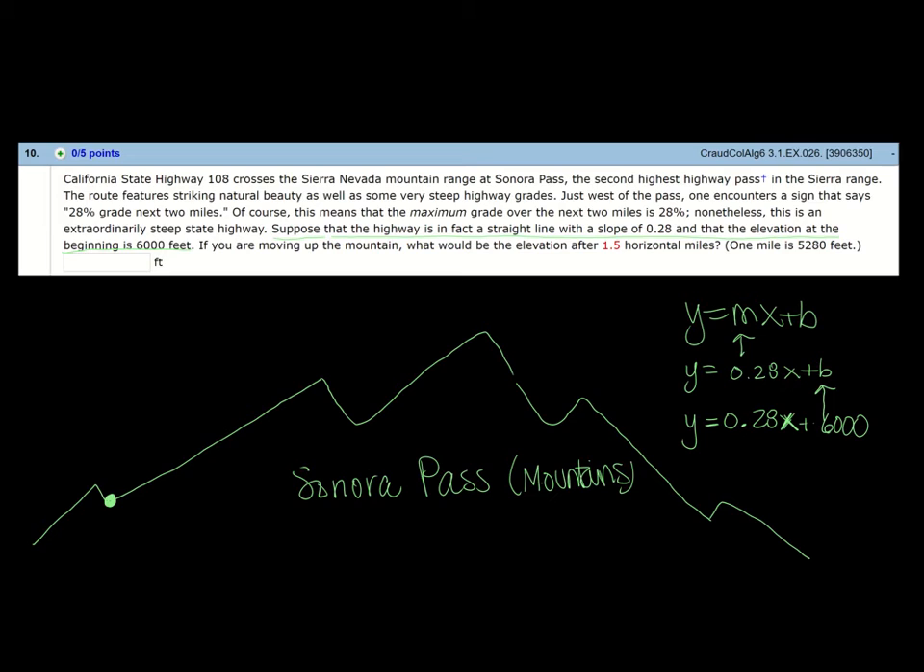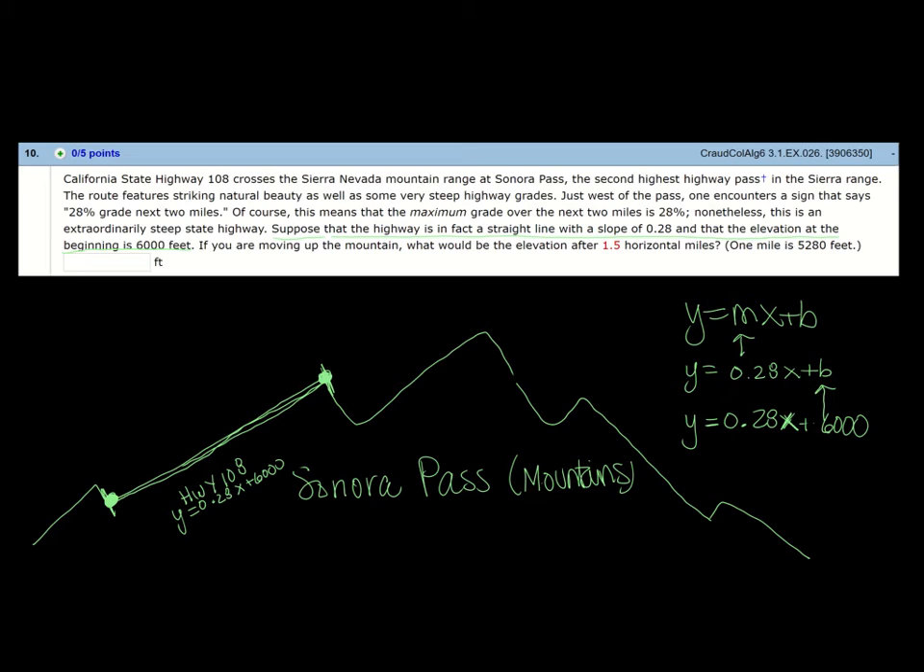I went ahead and drew some random mountains, and I put a big dot here because I'm going to say that from here to here, I can model this stretch of highway using the line that we've just been given, because it's based off of the information that they gave us. So this line along this mountain, this is State Highway 108, follows the linear function y equals 0.28x plus 6,000.